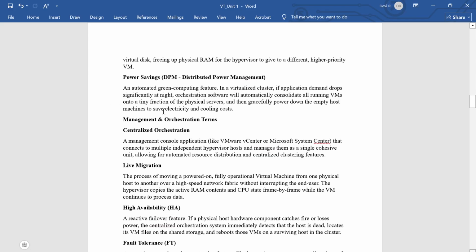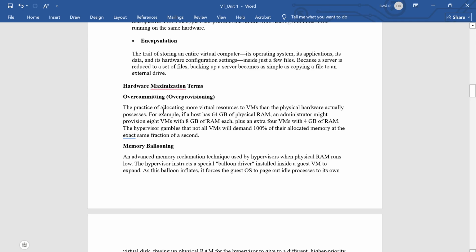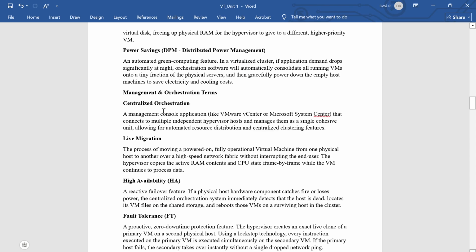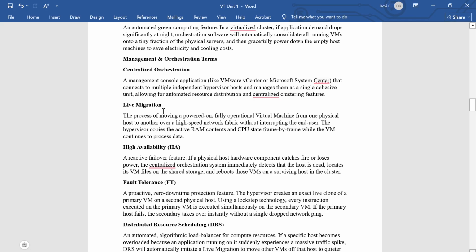So that's all about the terms we have represented here for hardware maximization. Next comes management and orchestration terms. With this, we will complete today's session, and the remaining session we will continue in the next class. So a management console application like VMware vCenter or Microsoft System Center connects to multiple independent hypervisor hosts and manages them as a single cohesive unit, allowing for automated resource distribution and centralized clustering features.